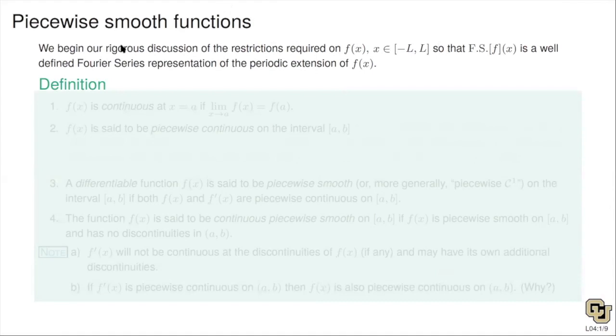So I want to just do some basic definitions so that we can say exactly what the restrictions are on the Fourier series. Just to remind you, we say a function is continuous at a single point x equals a if the limit of f of x as x approaches a equals f of a. So now let's just review our calculus.